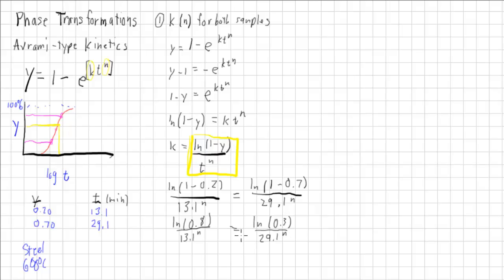Great. Now I've got an equation here that has only one unknown. Got n here and n here. Only one unknown. So I'm going to get n by itself on one side. So I'm going to multiply through by 29.1 to the n.